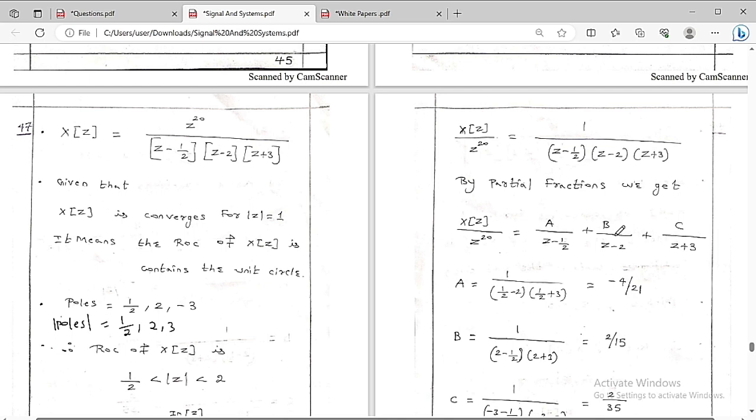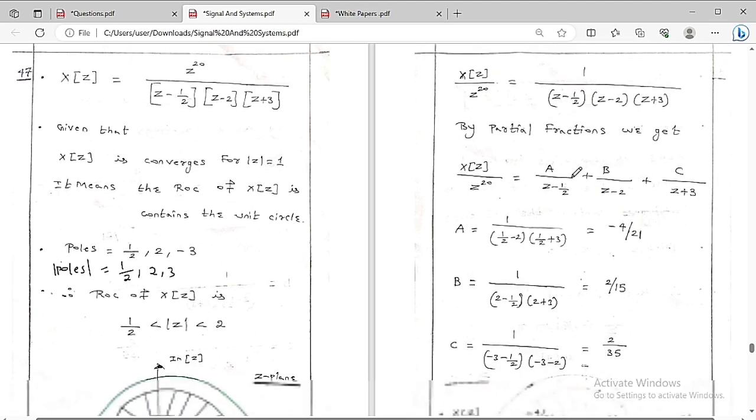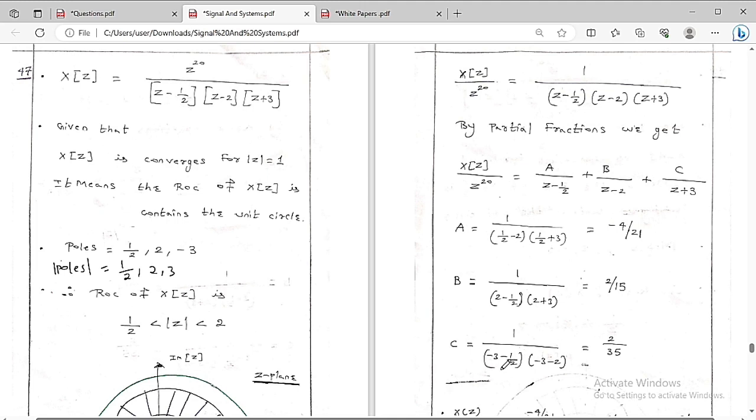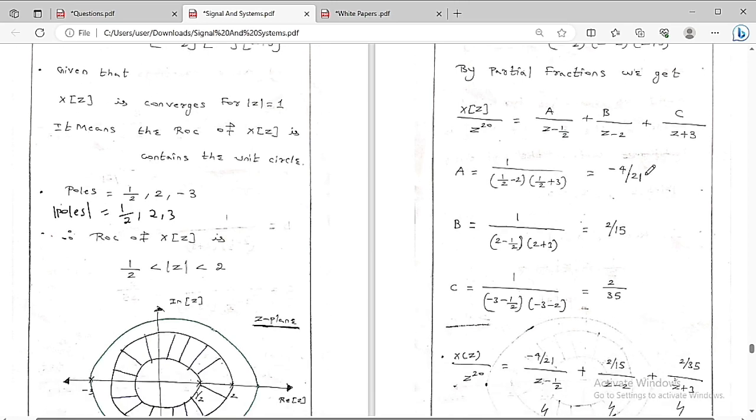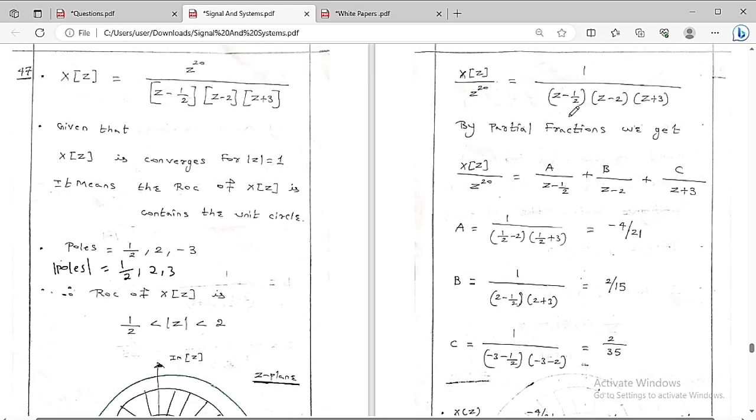Similarly, I want to calculate the value of B. So z = 2, you have to substitute in the remaining terms, except this term. Then the B value you are going to get is 1/((2 - 1/2)(2 + 3)). To simplify, we get 2/15. Similarly, I want to find the value of C. Just remove this z + 3 term and substitute z = -3 in the remaining terms. Then we get C = 1/((-3 - 1/2)(-3 - 2)). When we simplify, its value is 2/35. So the A value is -4/21, the B value is 2/15, and the C value is 2/35. Let's substitute these values.